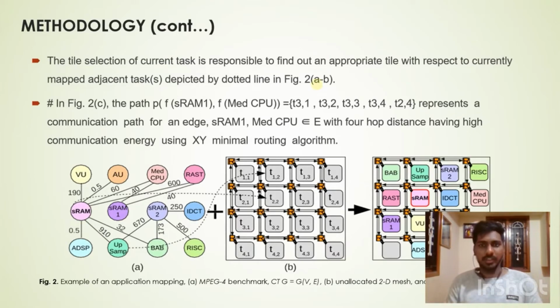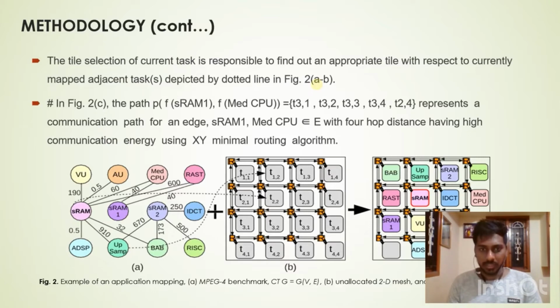Then tile selection of the current task is responsible for finding a partial tile with respect to the currently mapped adjacent task, depicted by a dotted line. If we go directly to the figure, I can explain much more efficiently. In figure A, it's an MPEG-4 benchmark. MPEG-4 benchmark means this kind of cores will be there. This is going to be mapped to one NoC.